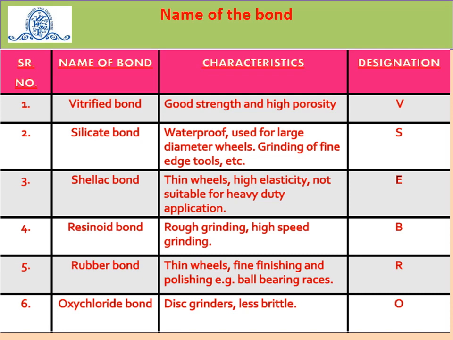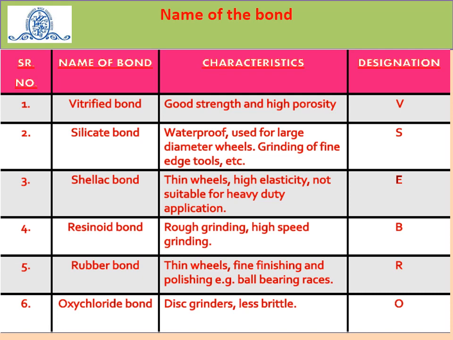Third one is the shellac bond, whose characteristics are thin wheels and high elasticity, not suitable for heavy duty applications. This bond is basically used for very thin wheels where there is no requirement of heavy duty application, and it is designated by the capital letter E. Resinoid bond is used for rough grinding and high speed grinding, designated by capital B.